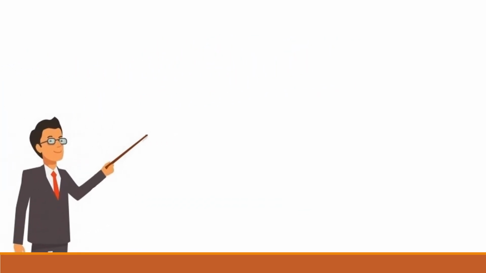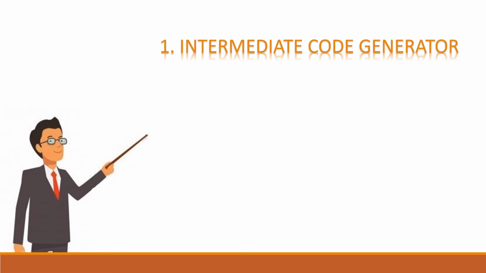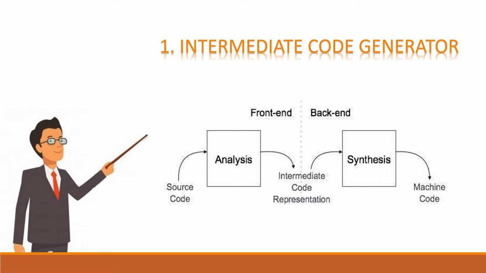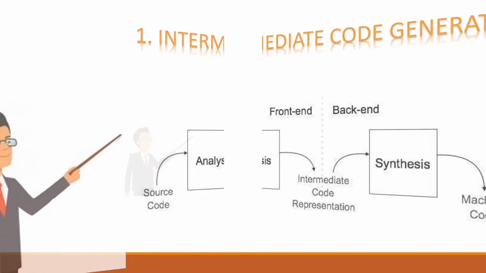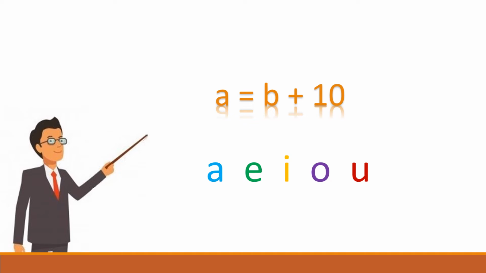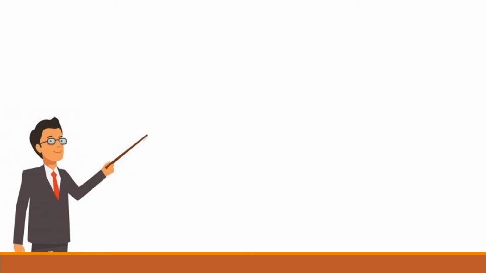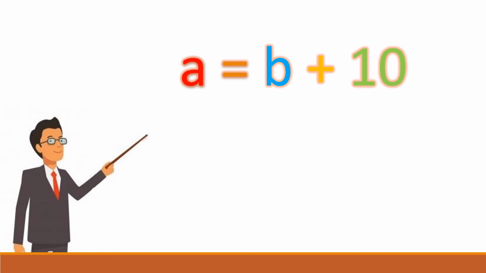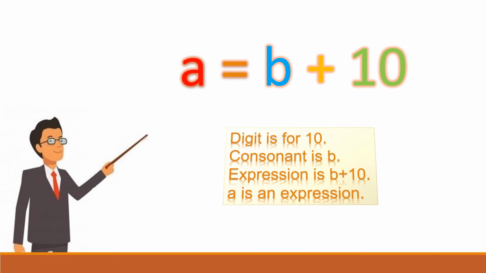Next, we will be discussing 3 divisions in the synthesis phase of compilation. 1. Intermediate code generator. This phase generates an intermediate code of the source code which makes it easier to translate into the machine code. In general way, let's consider A equals B plus 10. This can be generated as we know A, E, I, O, U are vowels and remaining letters in the alphabet are consonants. So here, an example for an intermediate code generation is generated as A equals B plus 10 is an expression. In that expression for each letter it is assigned with a new name, that is, 2-digit is for 10. Consonant is B. Expression is B plus 10. A is an expression.